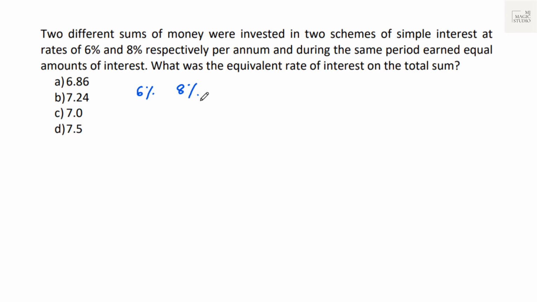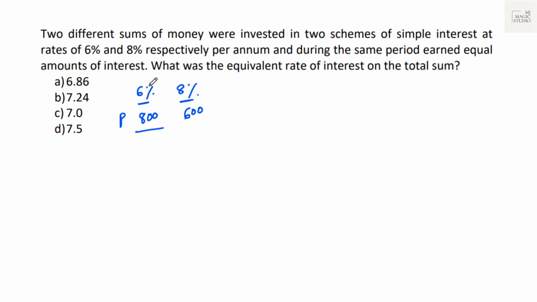per annum and during the same period. That means they were invested for 1 year, and earned an equal amount of interest. The simple interest is the same, the time period is the same. That means whatever the interest ratio is, the principal ratio is the inverse of the interest ratio. That means the principal invested at 6% is 8 rupees and the principal invested at 8% is 6 rupees. Then you can see that 8 into 6 is 48 and 6 into 8 is 48. That means for the same time period, both will give you the same interest. So suppose we have invested 800 here and 600 here for 1 year.